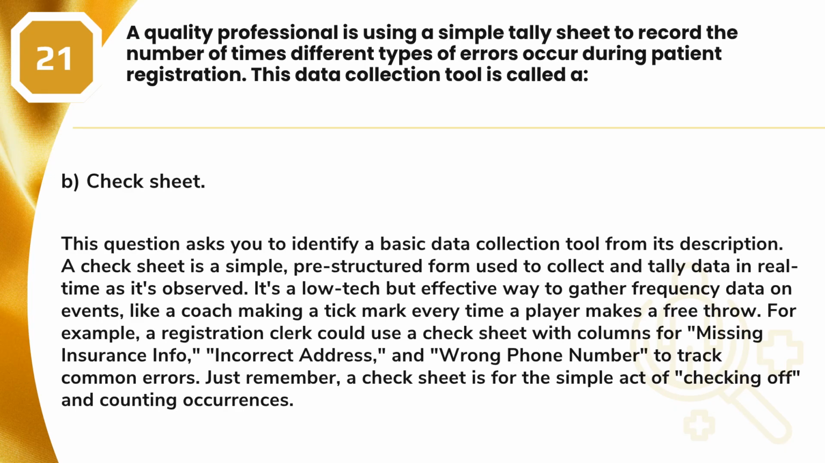Answer: B. Check sheet. This question asks you to identify a basic data collection tool from its description. A check sheet is a simple, pre-structured form used to collect and tally data in real time as it's observed. It's a low-tech but effective way to gather frequency data on events, like a coach making a tick mark every time a player makes a free throw. For example, a registration clerk could use a check sheet with columns for missing insurance info, incorrect address, and wrong phone number to track common errors. Just remember, a check sheet is for the simple act of checking off and counting occurrences.